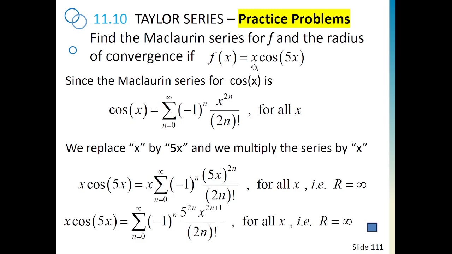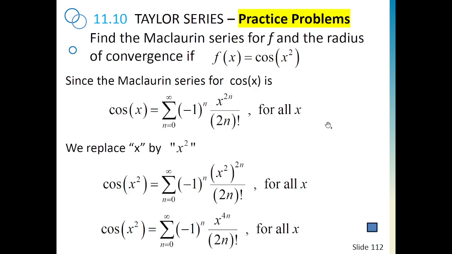Another example, we have to find a Maclaurin series for x cosine 5x. So we know the Taylor series for cosine x. We will replace x by 5x as a first step, and then multiply everything by x. So it's just a simple expression. So the power here on x is 2n, and we multiply by x, it's going to be 2n plus 1, the power of x, right? So nothing special, it's just straightforward plug-in. Another example with another plug-in, cosine, and then we change x for x squared, so nothing special there.